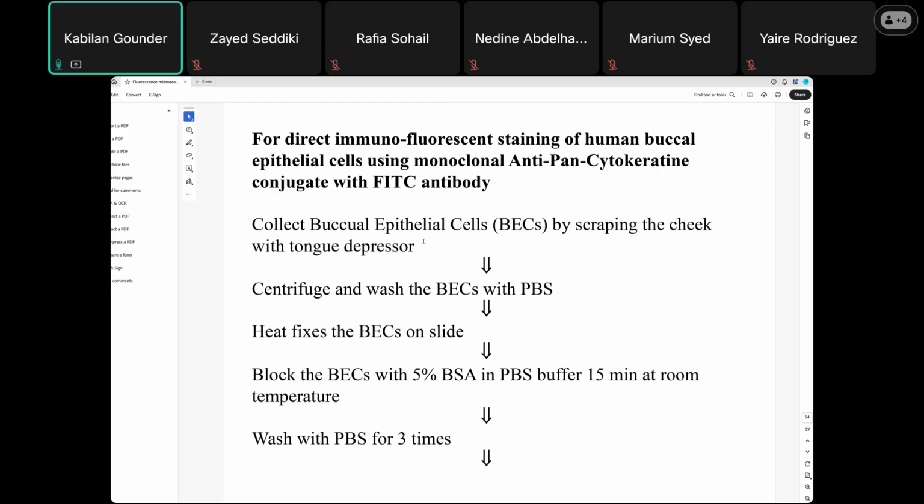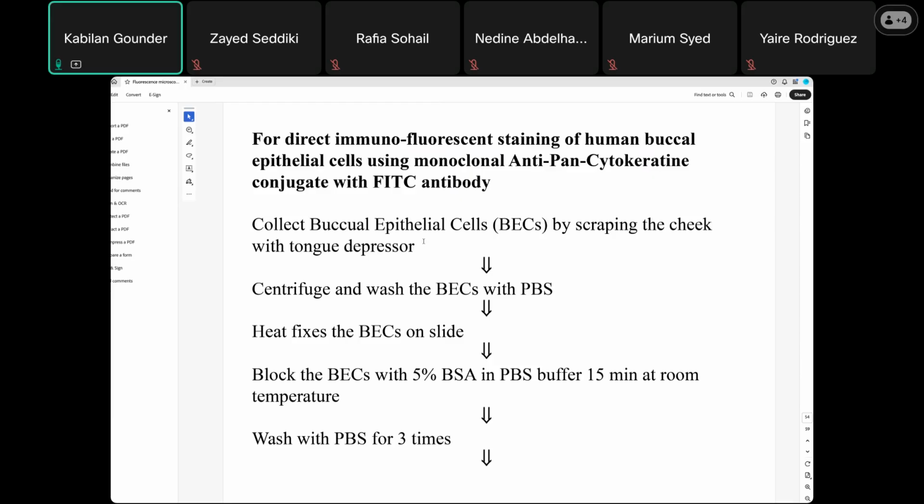Also, a simple experimental model. Usually, I ask the students to do this. It's a direct immunofluorescence staining of human buccal epithelial cells using monoclonal anti-pan cytokeratin, which is conjugated with the FITC antibody. How did we do this experiment? The students collect the buccal epithelial cells by scraping the cheek with a tongue depressor.